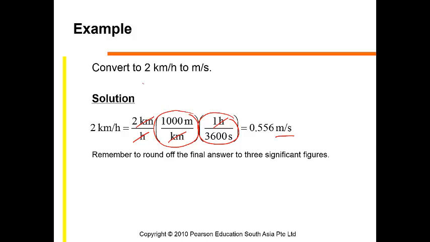The question is actually given as 2 kilometers per hour. That is 1 significant figure. So if we were to express our answer consistent with the question, we would express it as 0.6 meters per second. There's a short quiz now on Module 1.